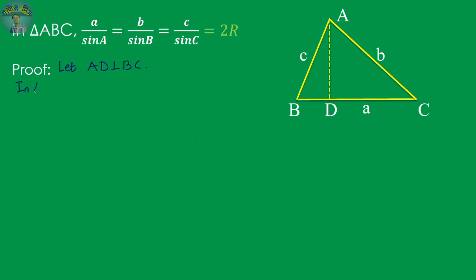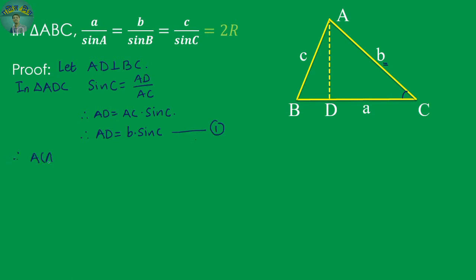Now if we consider the triangle ADC, then what is sine C? Sine C will be the opposite side AD upon the hypotenuse AC. So sine C equals AD upon AC. Therefore, AD can be written as AC sine C. AC means length b, so AD is b sine C. You can call it equation 1.